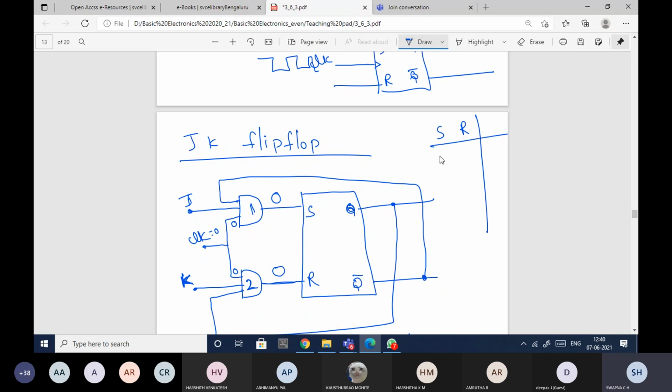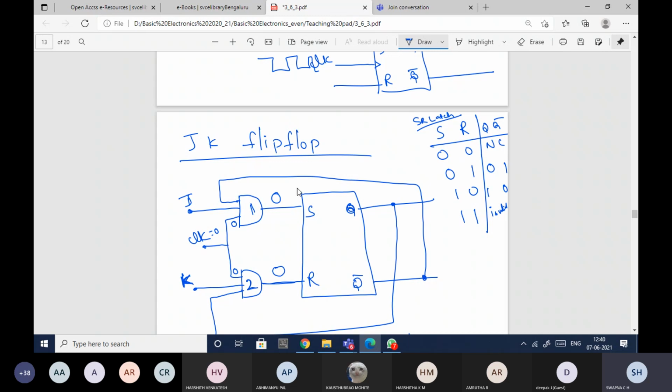The truth table of that, let me write: 0 0, 0 1, 1 0, 1 1. In the first case, my Q and Q bar were same, right? What is that? No change. Then 0 1, 1 0, and the last one invalid. This is the truth table of your SR latch, or flip-flop, anything SR related, any circuit you take, this is what the truth table we had got.